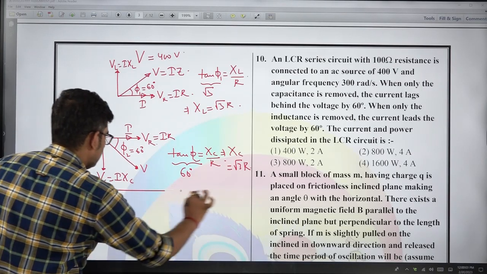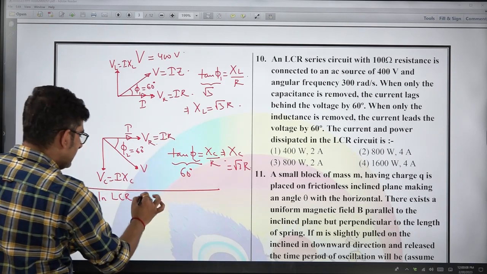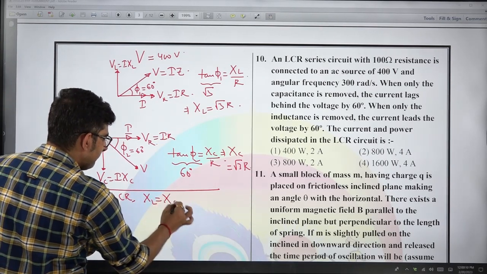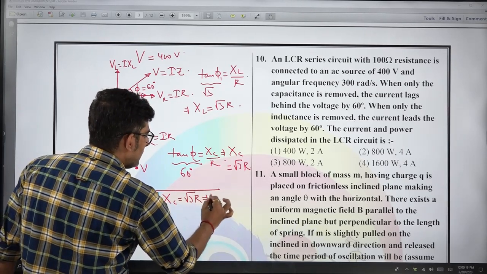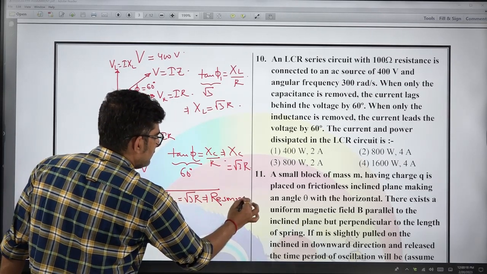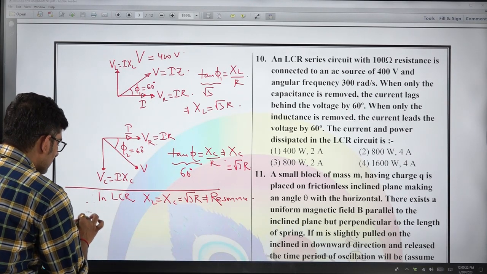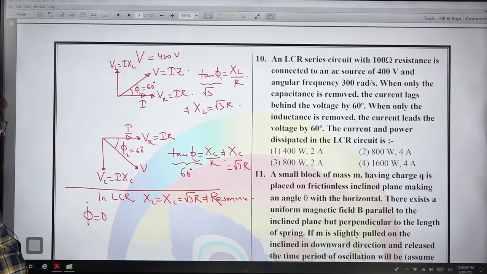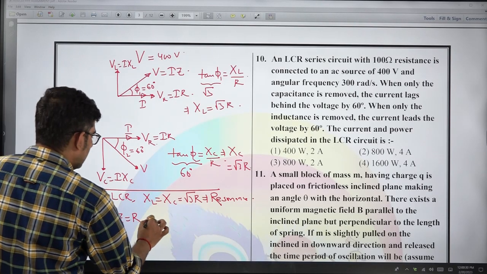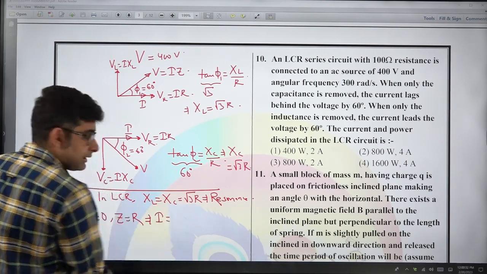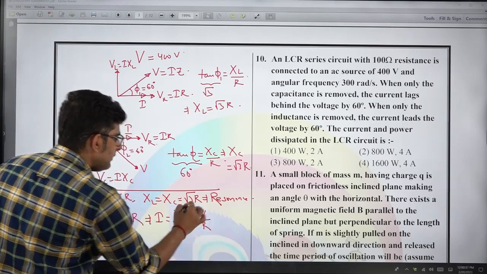So that means when you are using LCR, can you see XL and XC both are equal? XL and XC both are equal to root 3 R. This is nothing but the condition of resonance. Now when it is resonance, then you should know phi is equal to 0, Z is equal to R. So now what they are asking is current. Current is equal to V by Z, which is simply V by R.